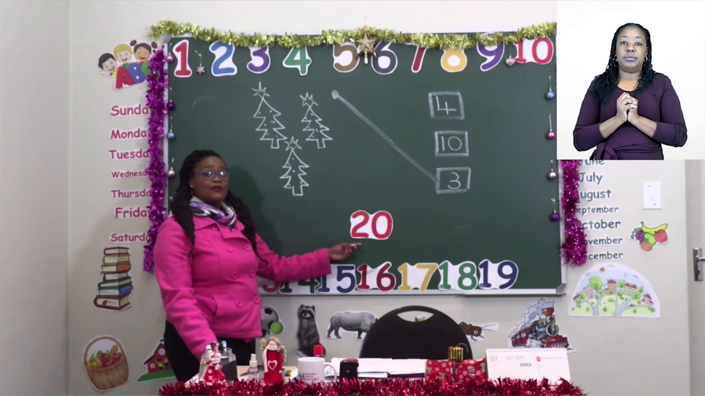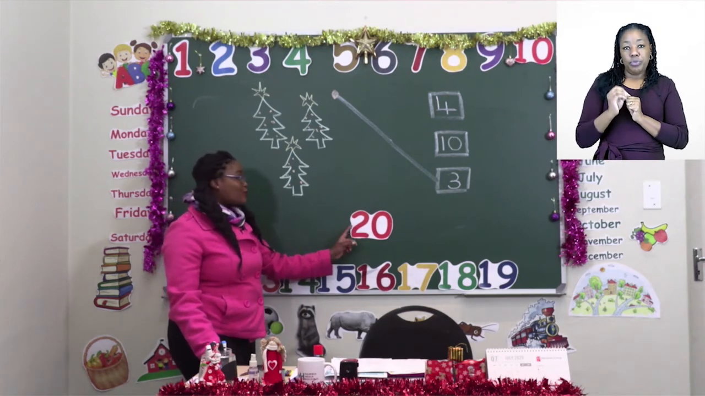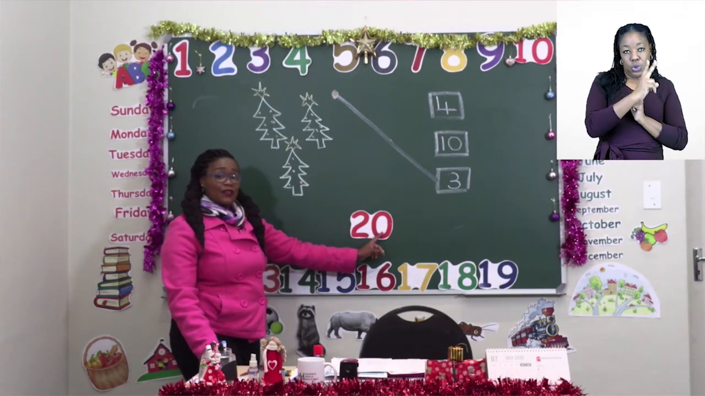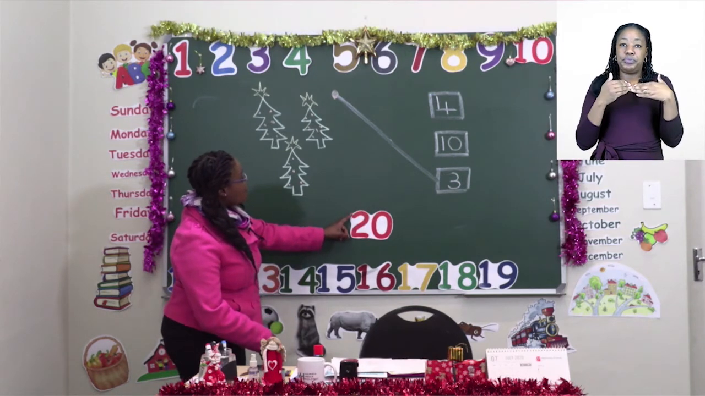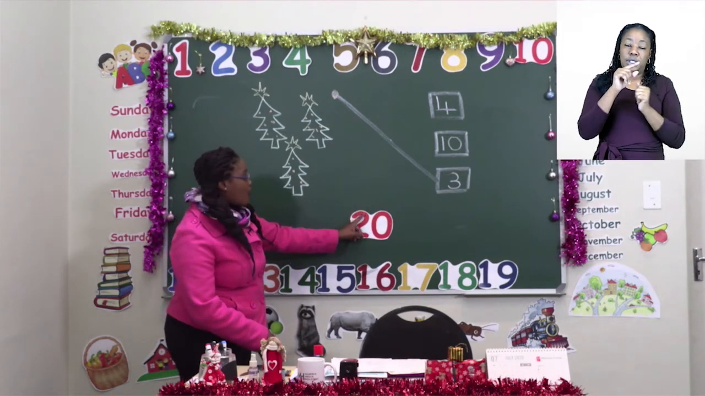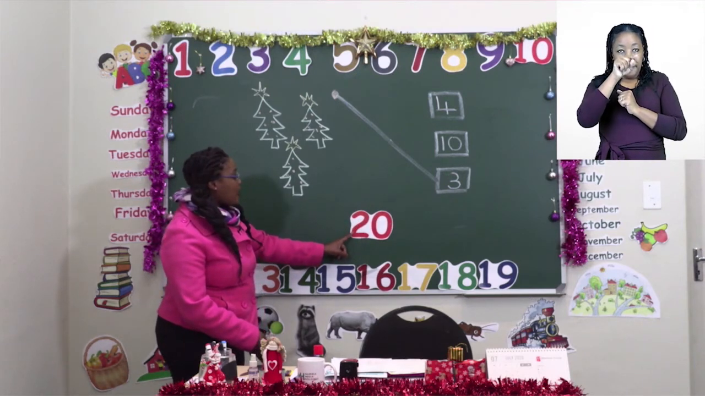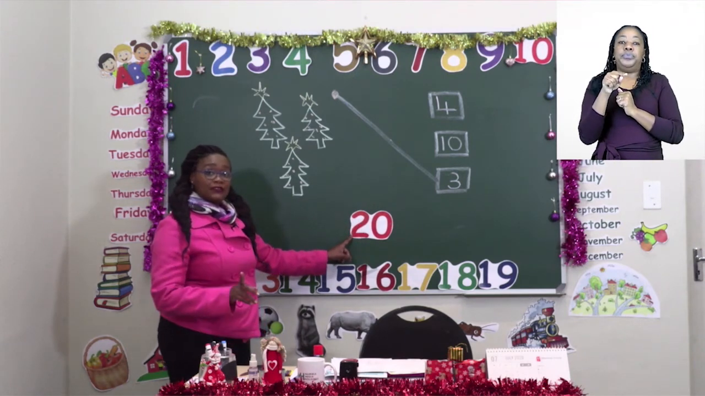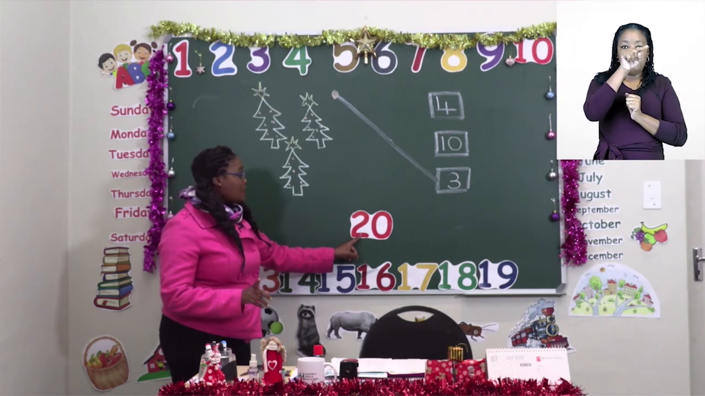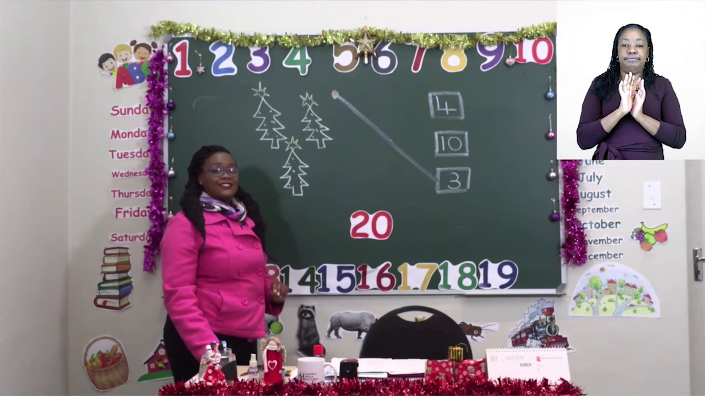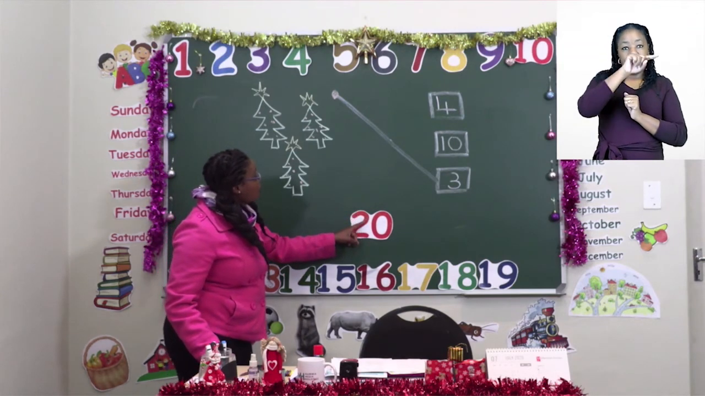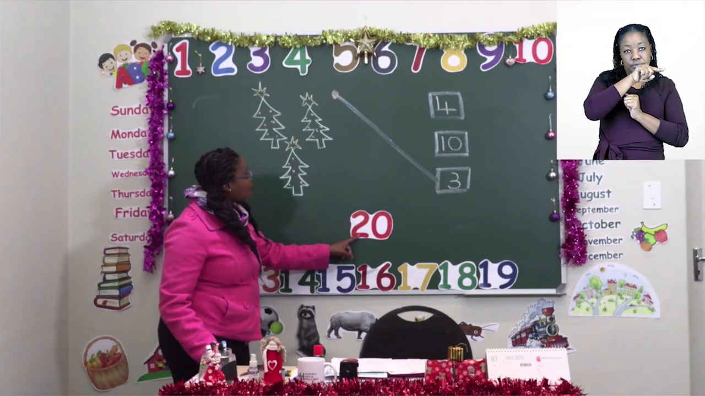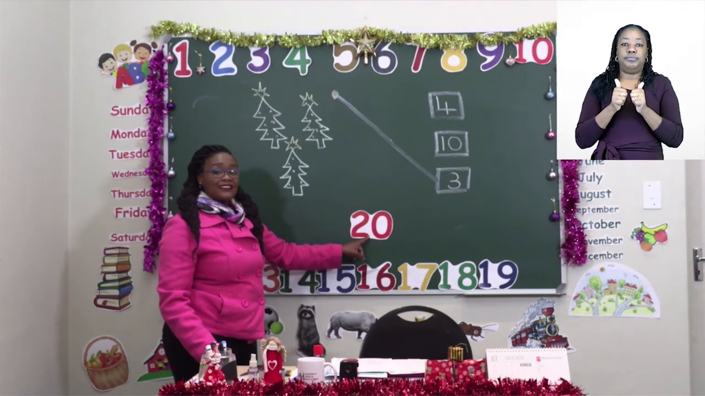Here we have the number 20, and it has a 2 and a 0. Remember, when you're starting your 2, you start from the top and you go round. From there, you do not lift your pencil, and across. Let's do it together. I want you to do it in the air. Round, down, and across. Well done.